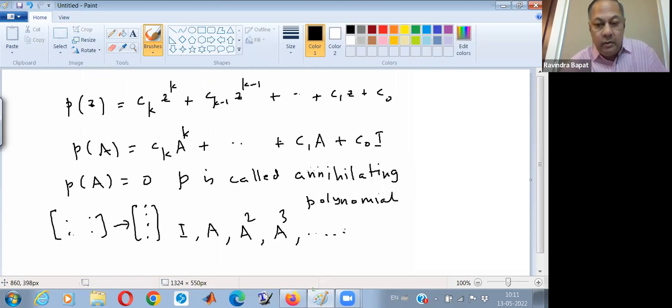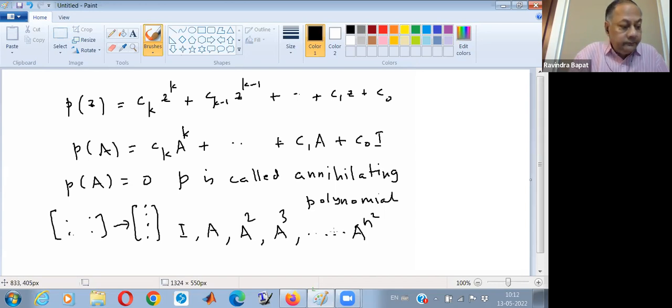If you want, you can go even beyond, but there's no need. If you go up to A to the power n squared, then there's a linear combination which is equal to 0. And so that means you get an annihilating polynomial. So existence of an annihilating polynomial is proved by elementary vector space theory. Of course, later on we will see that you don't need n squared. Actually, n is enough. But existence of an annihilating polynomial is guaranteed.